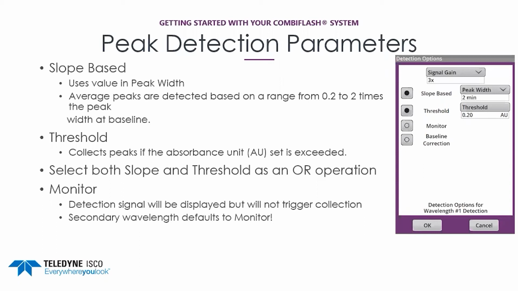Threshold causes collection if the absorbance signal is greater than the set value. Making the number smaller makes peak collection more sensitive, but also more likely to be triggered by noise or a change in baseline. For best results, use both slope and threshold.